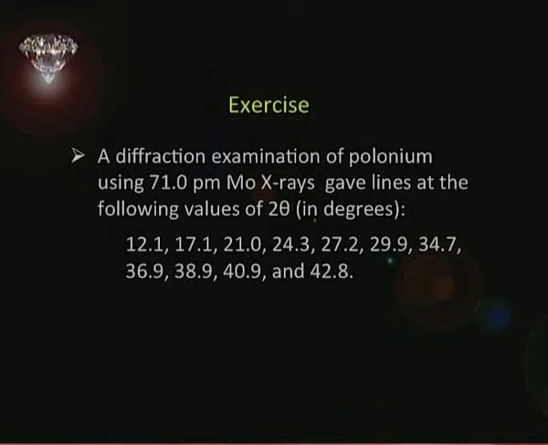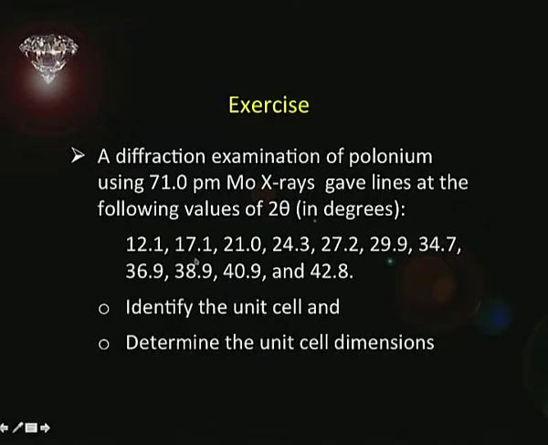Let us take an example and see how I get information from there. The example is as follows. The diffraction examination of polonium using 71 picometer molybdenum X-rays gave lines at the following values of 2 theta. That 2 theta is what we measured actually, so they are the values given to us. The objective is to identify the unit cell and also to find the unit cell dimensions, or the value of a. How do I go? Let us go stepwise now.